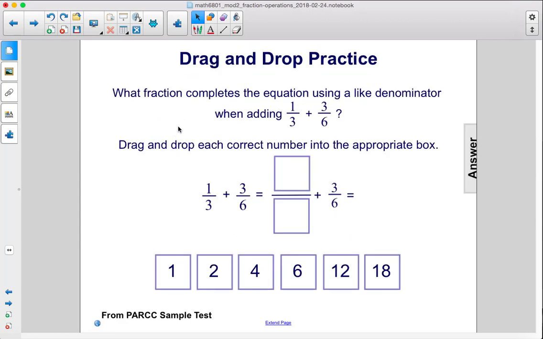What fraction completes the equation using a like denominator when adding 1/3 plus 3/6? Drag and drop each correct number into the appropriate box. Alright, so we have a common denominator here of 6. So in order to turn 1/3 into a fraction with a denominator of 6, which we can drag this here, what would the numerator have to be? Well, in order to get 6, you would have multiplied 3 by 2, so we have to then multiply the numerator by 2, and we get 2. So 2/6 plus 3/6 gives us 5/6.